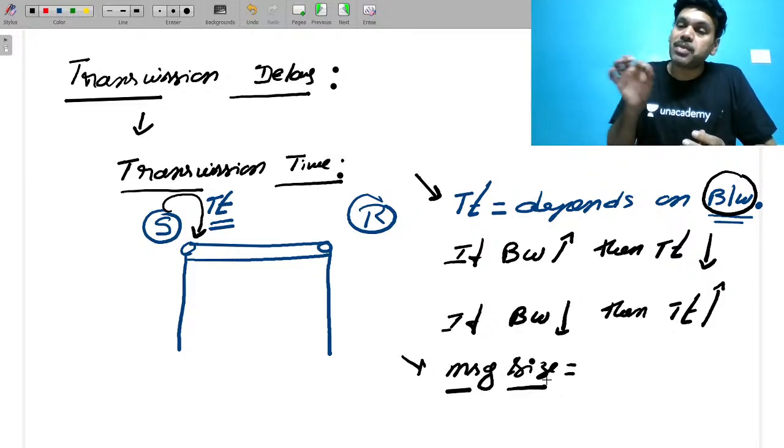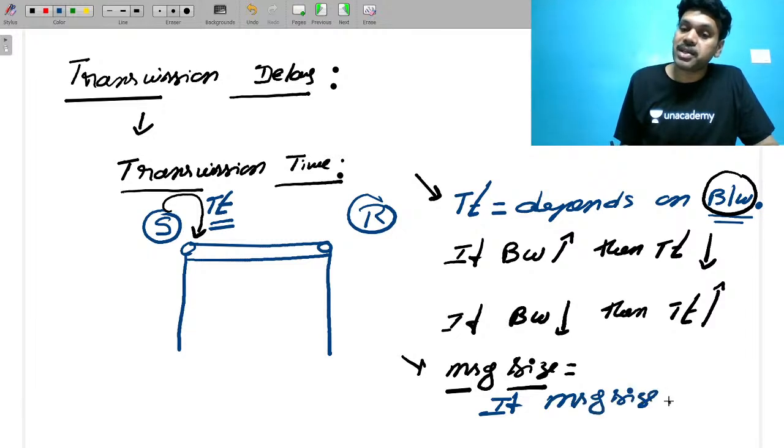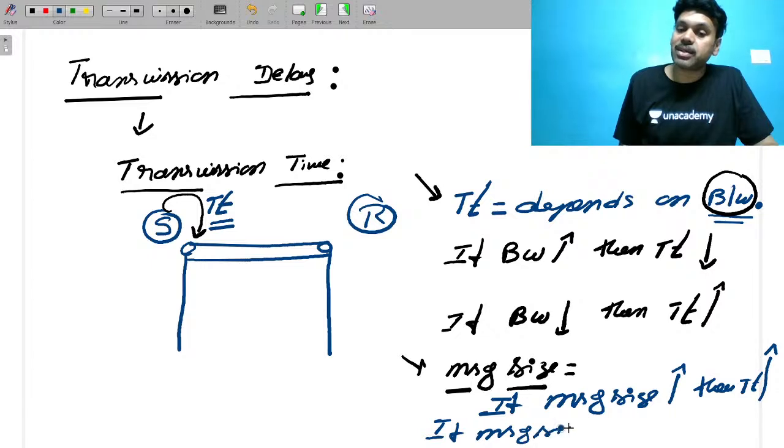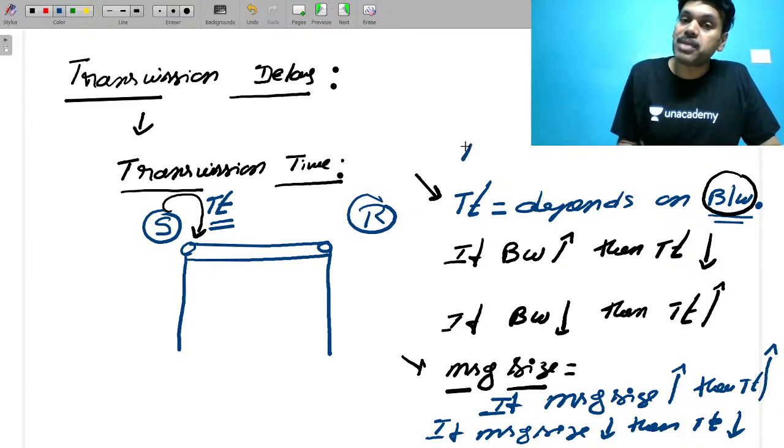So it takes some time to push your data onto the medium, because my message size is very vast. That's why I am saying that if message size is increased, then automatically your transmission time is also going to be increased. And in reverse, if the message size is decreased in a given bandwidth, then your transmission time is also going to be decreased. So these are the two important parameters associated with your transmission time.